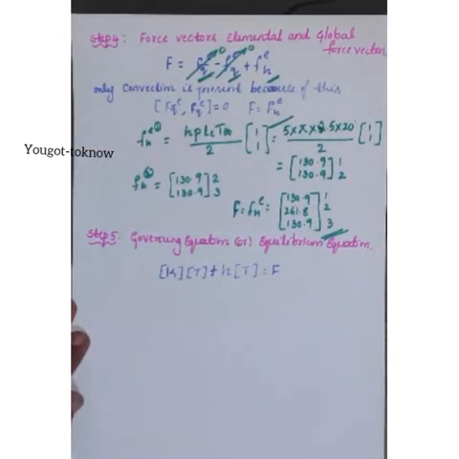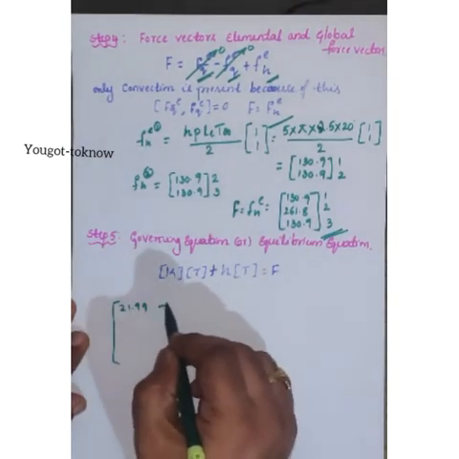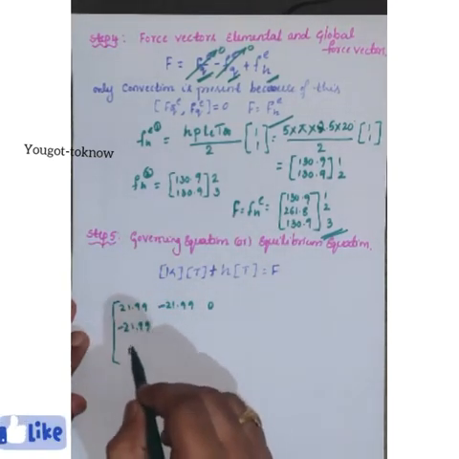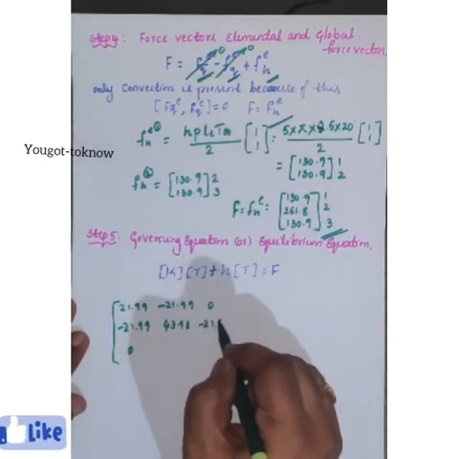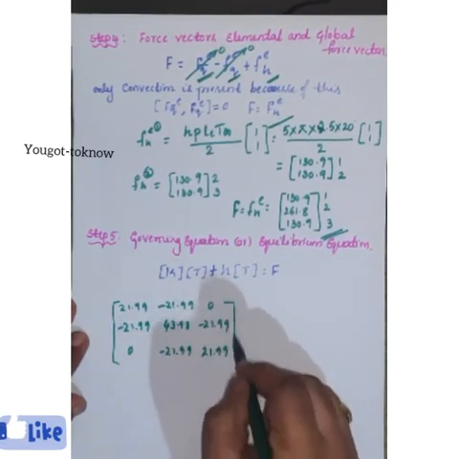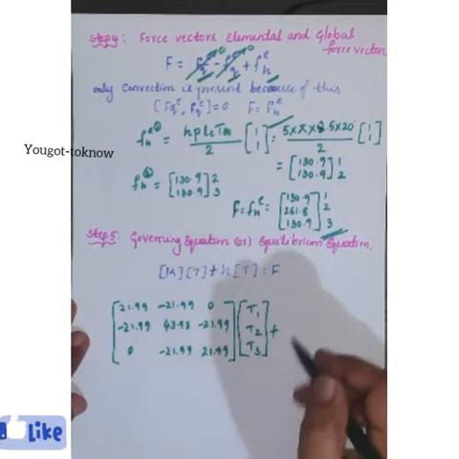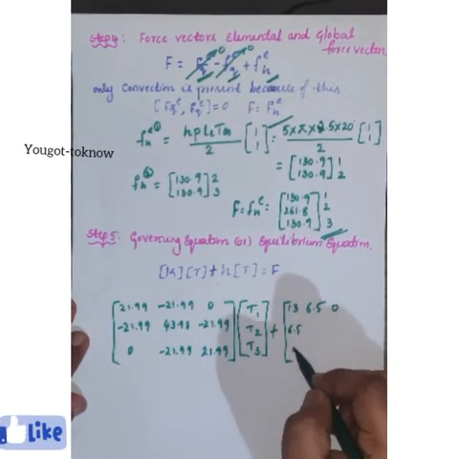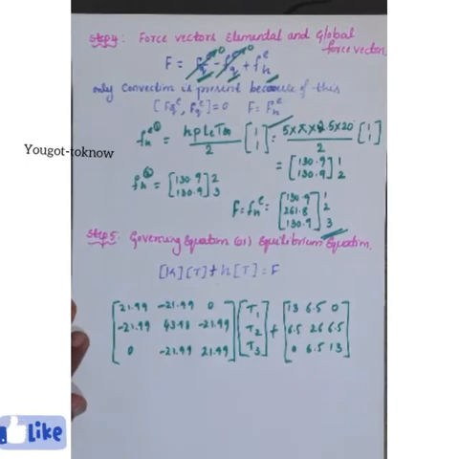Now write it in a global matrix. What is a global matrix? First K matrix, write it. What is K matrix? 21.99, minus 21.99, 0, minus 21.99, then this value you are going to get 43.98, minus 21.99, 0, minus 21.99, 21.99. This is your K. T will be equal to T1, T2, T3 because 3 nodes. H value will be equal to, just write what H value you got: 13, 6.5, 0, 6.5, 26, 6.5, 0, 6.5 and 13. Is it correct? Yeah. You are going to get this.